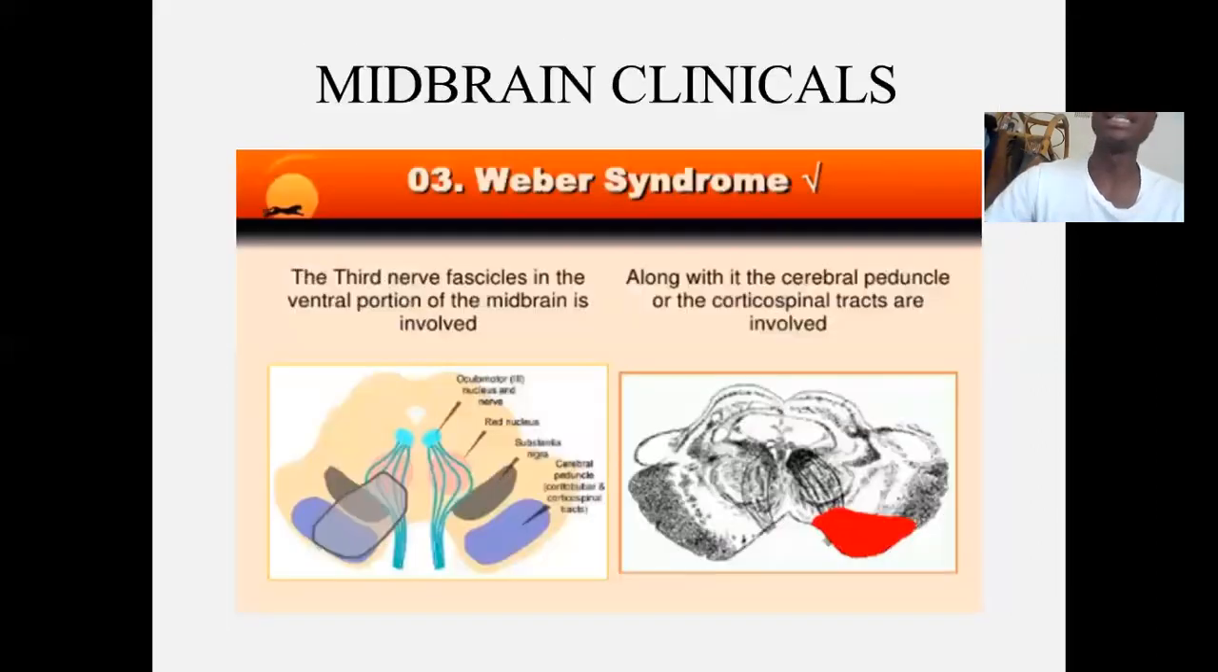Then if you look at lesions of the midbrain, in conclusion, you have what is known as Weber's syndrome. If you look at the diagram on the right side, you can appreciate that this is a lesion in the ventral aspect, particularly the medial aspect of the midbrain, and you're going to affect the oculomotor nerve. So you're going to have a third nerve palsy.